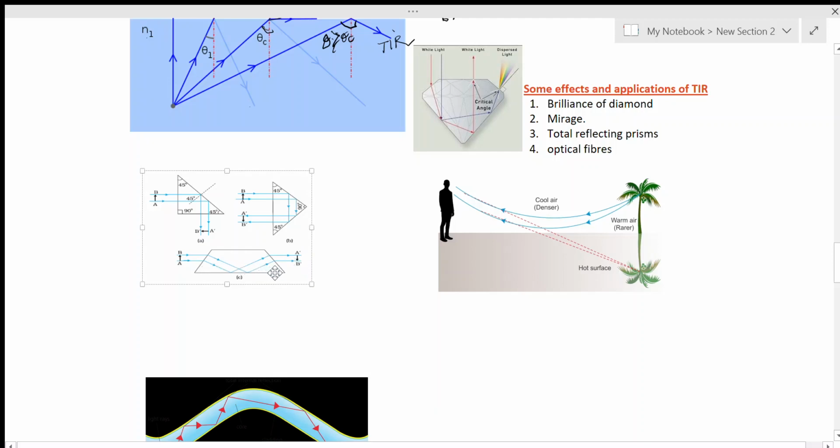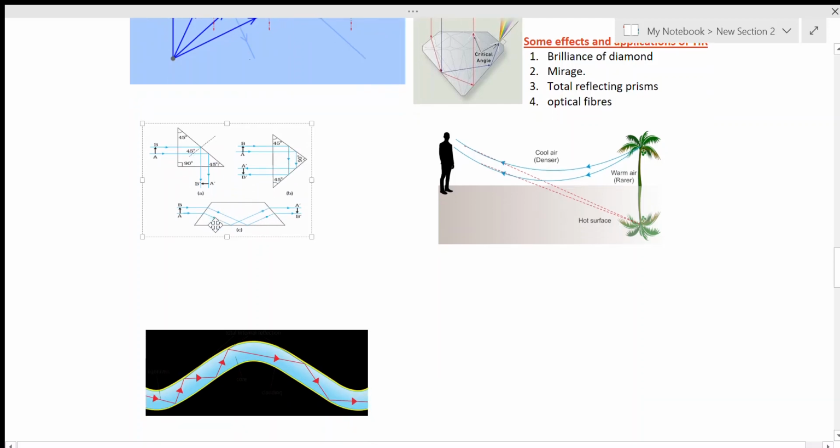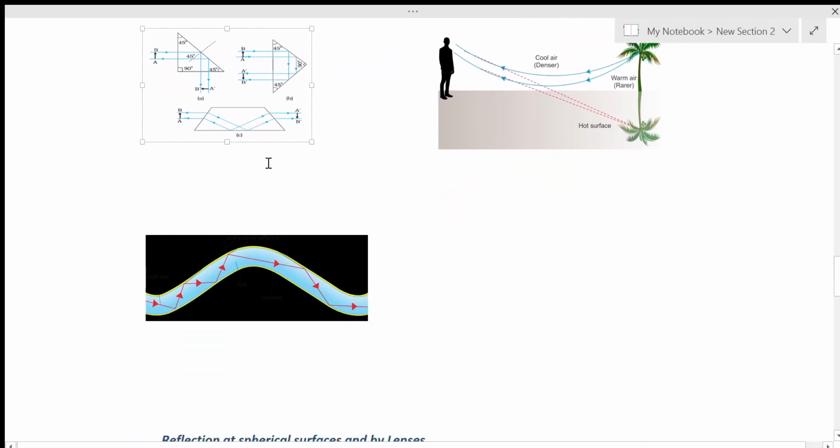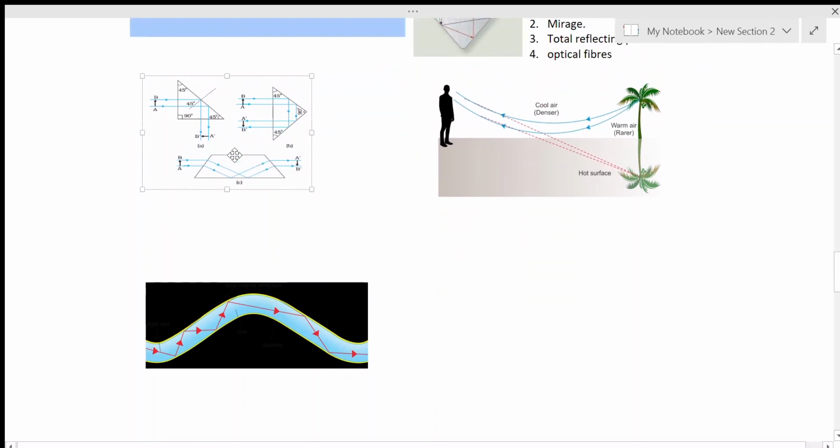So either we can turn the ray through 90 degrees, or we can turn the ray through 180 degrees, either way using total reflecting prisms. You can see this in bicycle reflectors or road reflectors. We can see this kind of prismatic glass is used.